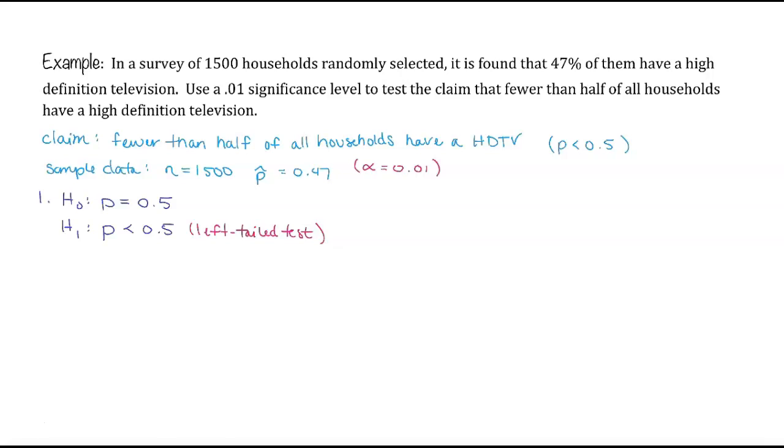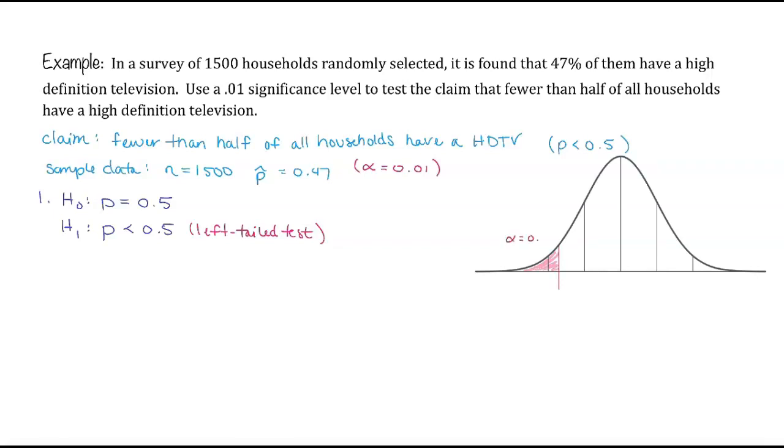Let's start our picture. We have our left-tailed test with alpha equal to 0.01. And since we're working with a proportion, our horizontal axis is values for z. Now we're ready to calculate the test statistic. By hand, we calculate the test statistic z by finding p hat minus p divided by the square root of p times q over n.